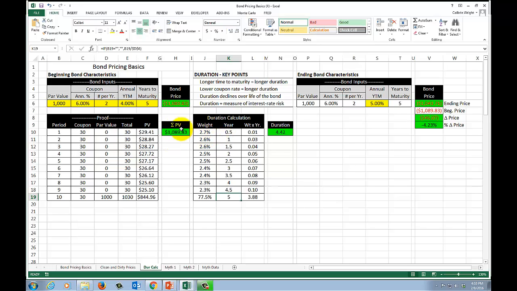2.7% of this bond's price is being received in the first period, which is 1/2 of a year. So I'm going to multiply the weight by the year, and I'm just going to record that product. 2.6% of the price of this bond is being received at the end of the first year. I'm going to multiply the weight by that year, and maybe I should make this an extra decimal place so we can see a little better. So I do that. I multiply the weight by the year for all of the periods.